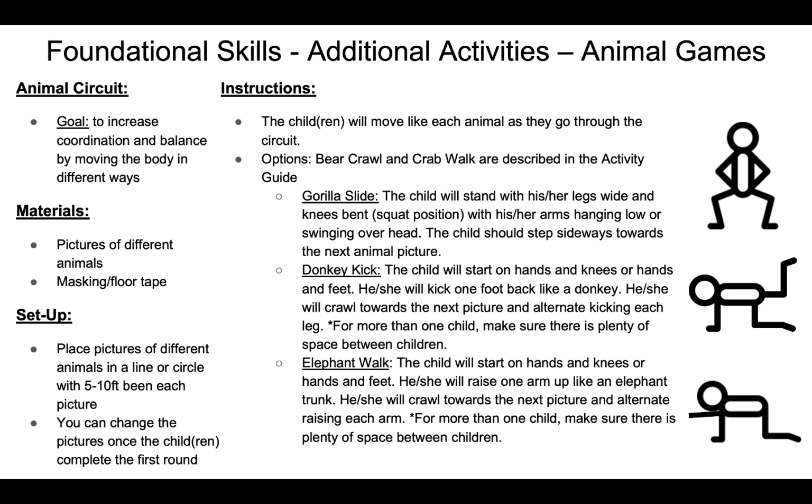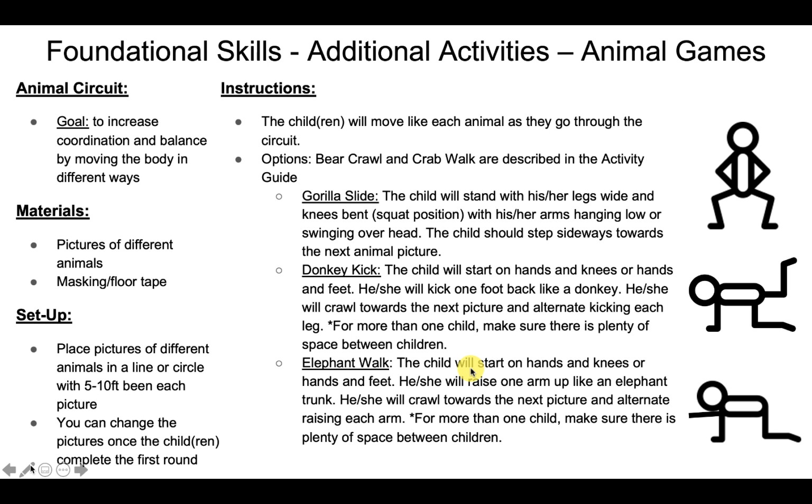In addition, I've created 3 more animal movements. The first one is called gorilla slide. For this activity, the child will stand with his or her legs wide and knees bent, with her hands hanging low, swinging overhead, or at the hips. Child should step sideways towards the next animal picture. They can make gorilla sounds if they want and thump their chest. Here is a picture of the setup of the body position for the gorilla slide.